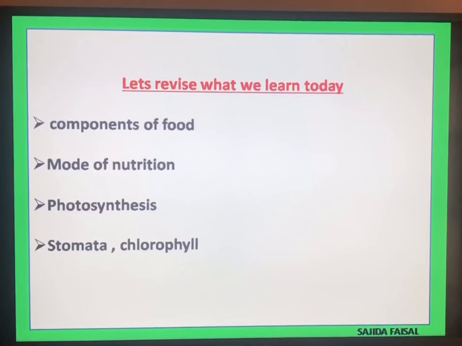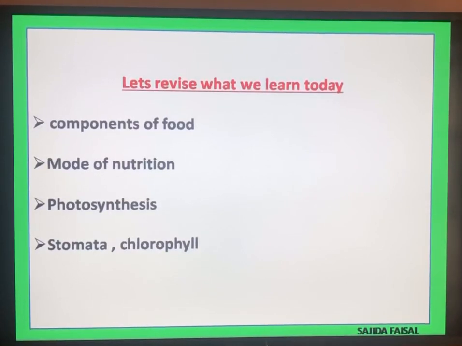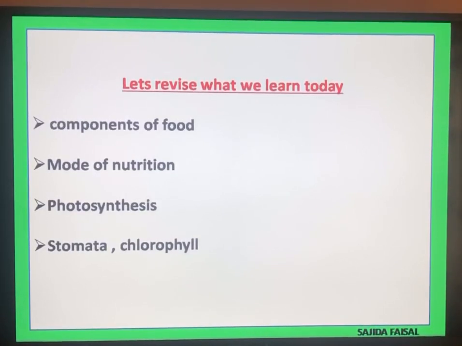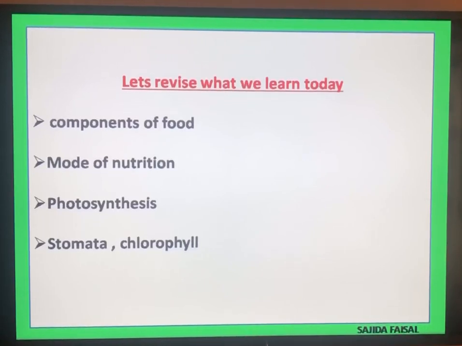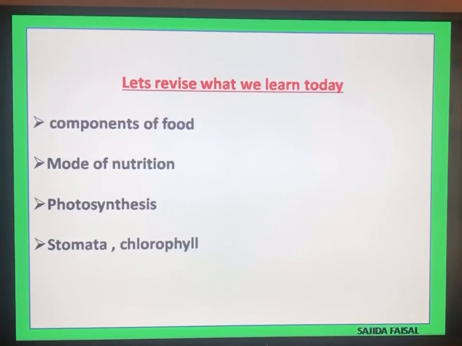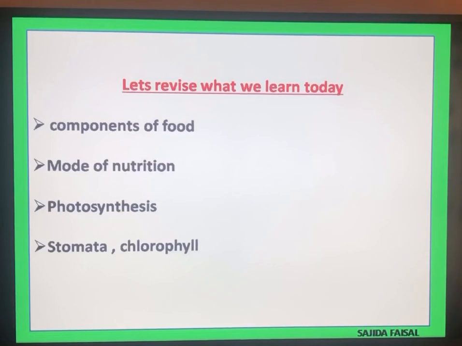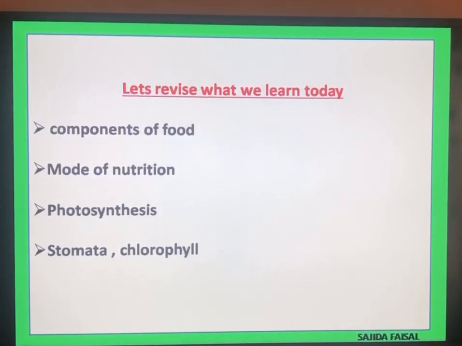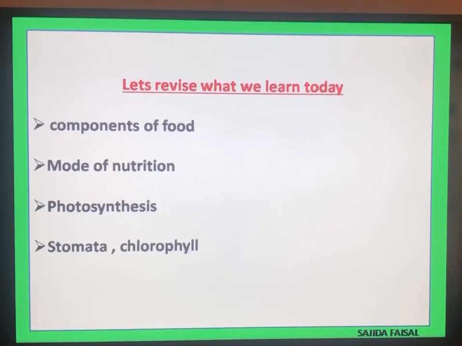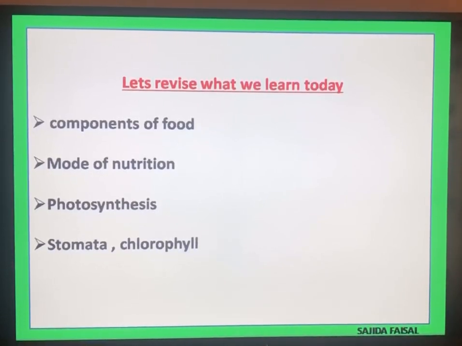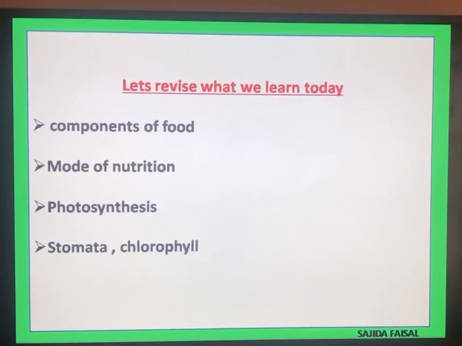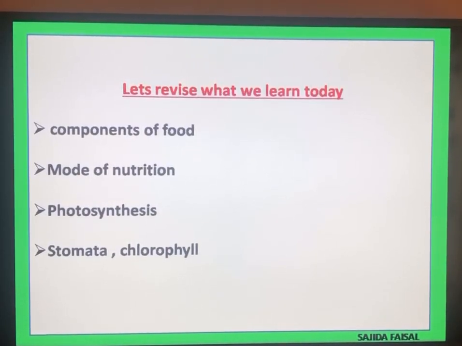The next we learned photosynthesis. What do you mean by photosynthesis? By using carbon dioxide and water in the presence of sunlight and chlorophyll, the plants are making food. This is called photosynthesis. What do you mean by stomata? Stomata are tiny pores present in the leaves. Through these, carbon dioxide will be absorbed by leaves. Then what do you mean by chlorophyll? Chlorophyll is the green pigment present in the leaves.